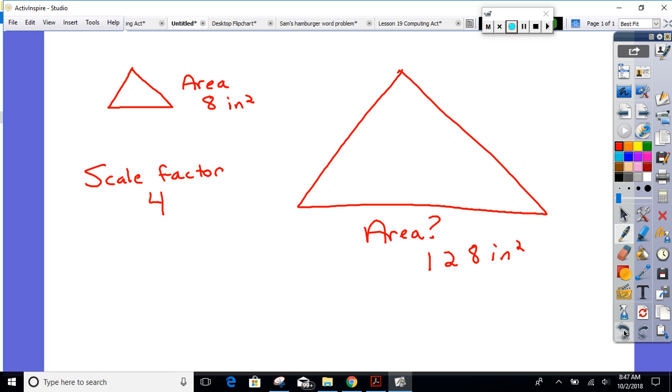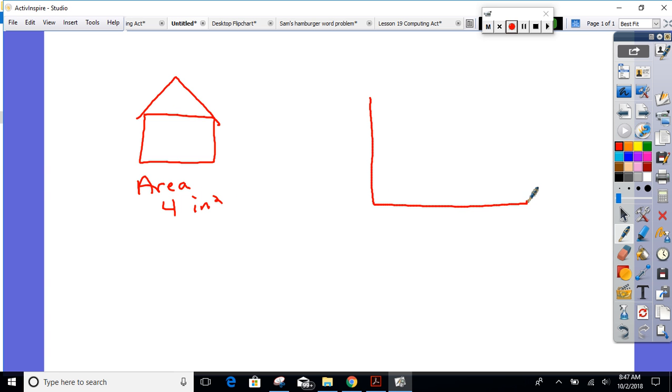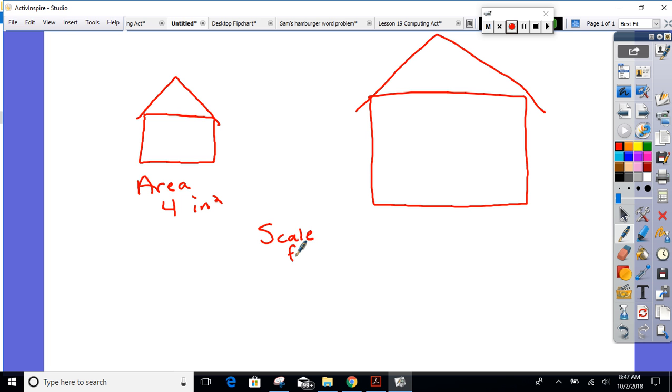You could take the area of any bizarre shape. In fact, we'll do the area of a shape that's not even a normal shape. We'll do the area of a house shape. Okay, so we'll make this little house, and we'll say that the area of this house is 4 square inches, and then we will draw another house. We will say that the scale factor is 2, and then we need to find the area of the new house.